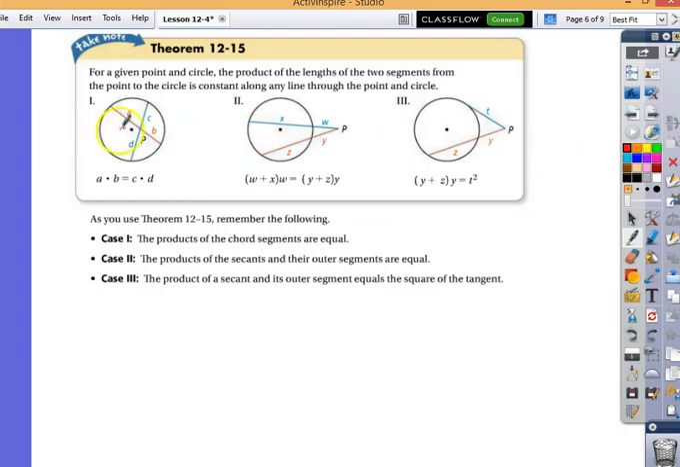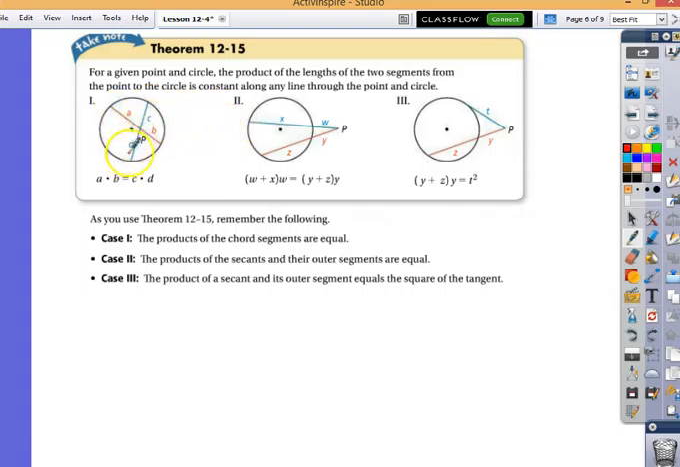When you start drawing these lines, there starts to be a relationship between the lines at the point of intersection, based on how far they are from wherever the intersection is to the circle. So in case 1, the products of the chord segments are equal. So if I cross 2 lines inside the circle, the products of each segment of the chord are going to be equal to each other.